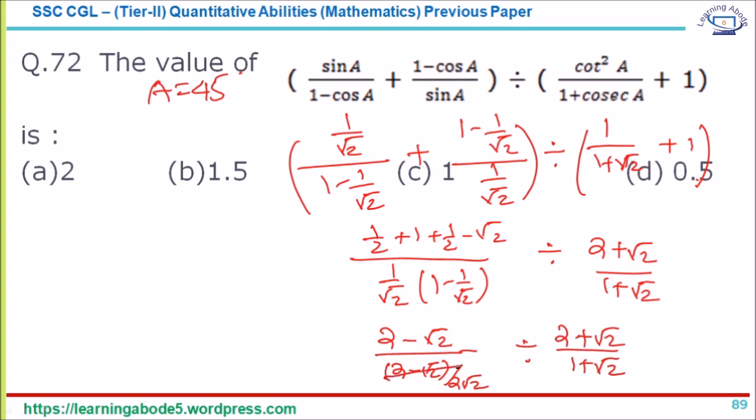Now this and this will get cancelled, so we'll be left with 2 root 2 into 1 plus root 2 by 2 plus root 2. That is equal to 2. That's the answer, option A, for question number 72.